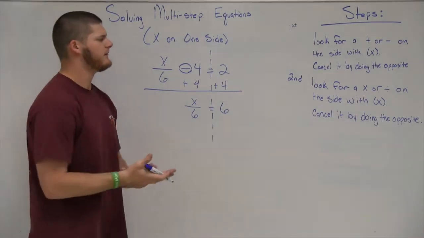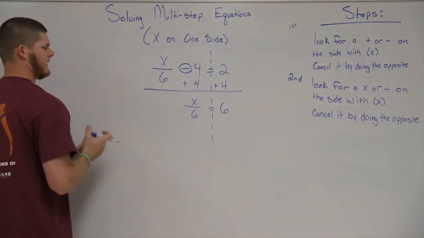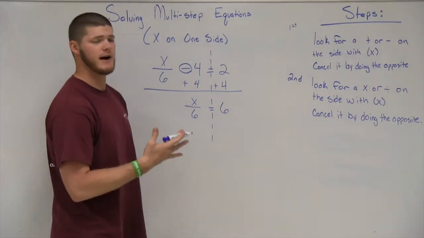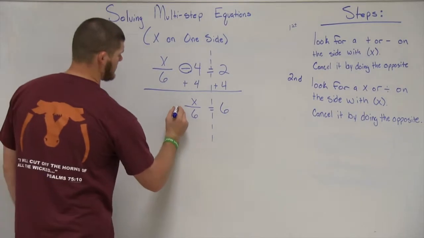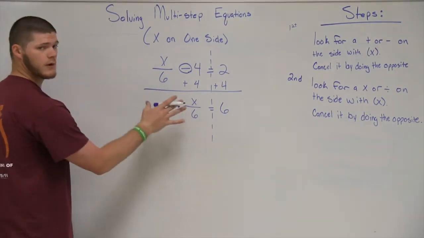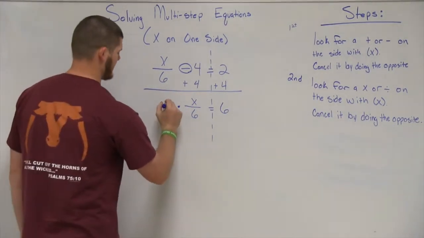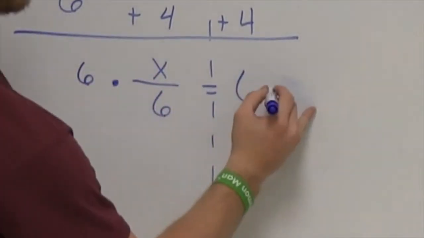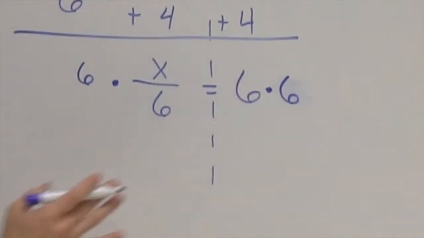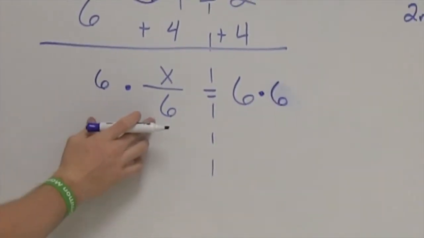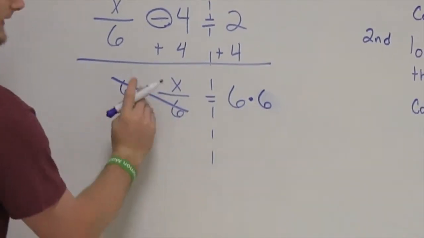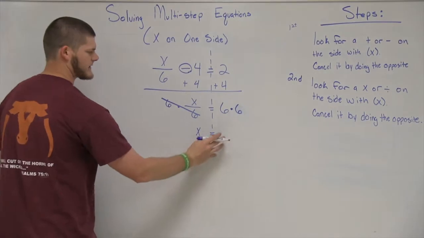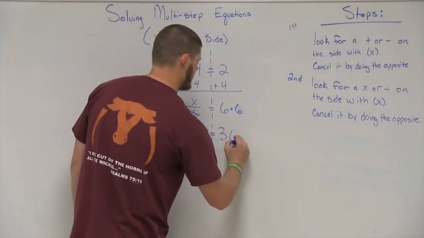Look for a multiply or divide on the side with x. We have a divide, so we're going to cancel that by doing the opposite. The opposite of divide is multiply. So we're going to multiply by the number we're dividing by, which here is 6. We're also going to multiply our right side by 6. So when we multiply x divided by 6 by 6, it cancels and leaves us with x. We bring down our equal sign, and 6 times 6 is 36.